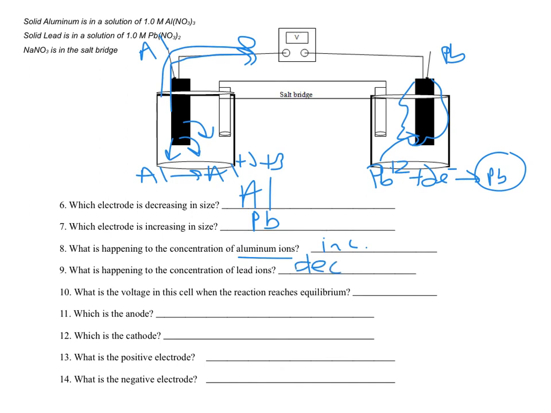What is the voltage in the cell when this reaction has reached equilibrium? When it's reached equilibrium, the voltage just becomes zero. There's no longer a difference in potential, and so the battery will be dead at that point.